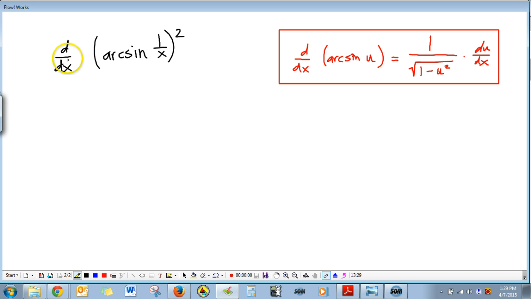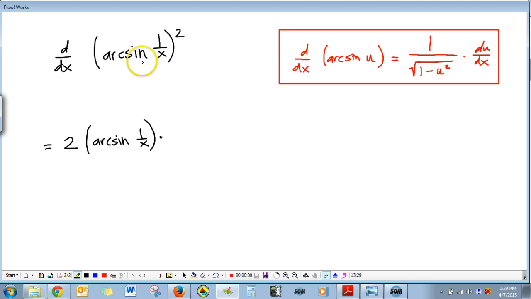But in this case, we're not just doing the derivative of arcsine of a function, but we're also applying a function to the inverse trig function. So we start kind of from the outside. The derivative here is, first we're thinking of the power rule. We're going to bring down the 2 and multiply in the front, arcsine of 1 over x. And then the power reduces by 1, so that just stays. Now we're going to do times the derivative of the inside here.